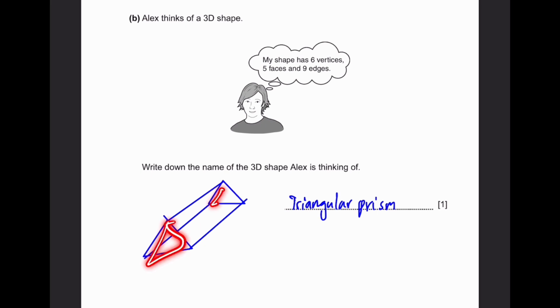So there's 1, 2, 3, 4, 5 faces. So that's correct. 9 edges because 1, 2, 3, 4, 5, 6, 7, 8, 9. 9 edges, 6 vertices. 1, 2, 3, 4, 5, 6. That's why it's a triangular prism. That's the answer.